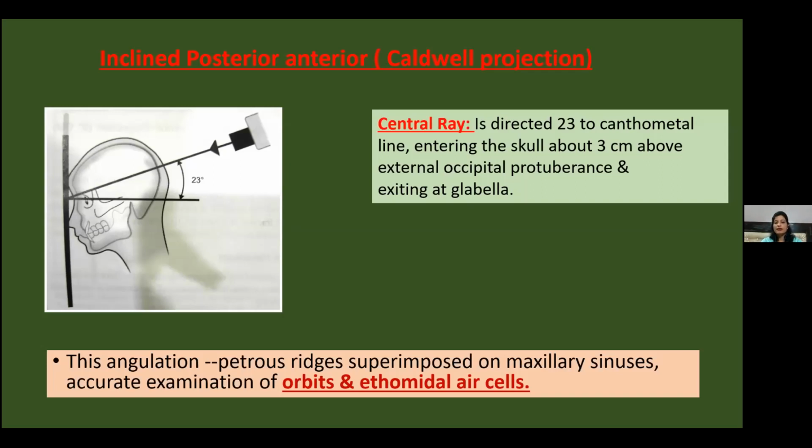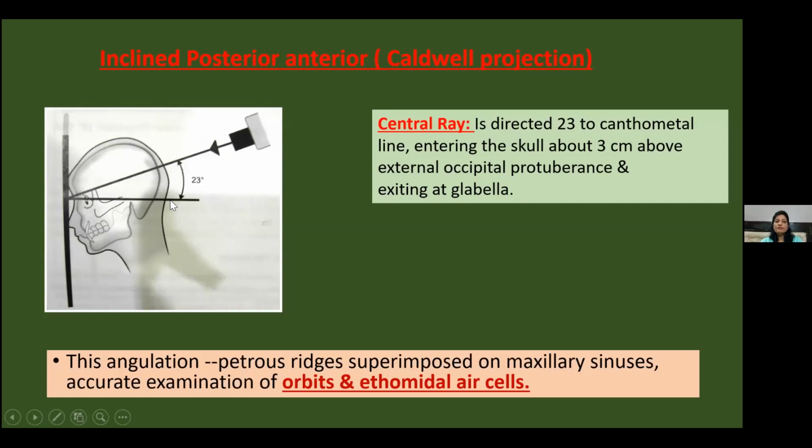What is the significance? Basically, if I want to examine my orbits and ethmoidal cells, I will go for an inclined PA. Why? Because the petrous ridge is superimposing on the maxillary sinus, and I can clearly see the orbits and ethmoidal areas. So here you can see the central X-ray.